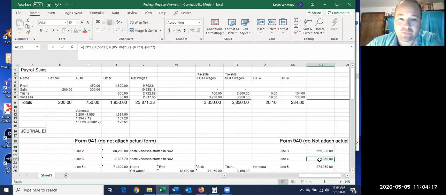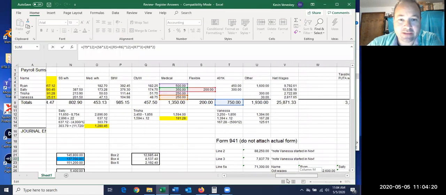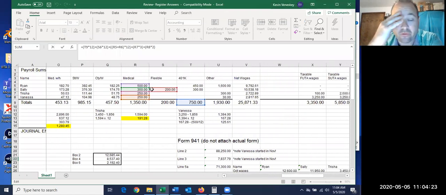Then in line 4, what I did is I subtracted out for the number of pays. So for example, Ryan and Sally, when it says R5 plus R6 right here, notice I multiplied that by 12 pays, because that's how many times they got paid, or actually in this case, taken out these two amounts. And then when I got to R7, Trisha only worked for 3 months, October, November, December. So I took that out 3 times. Vanessa only worked 2 months.